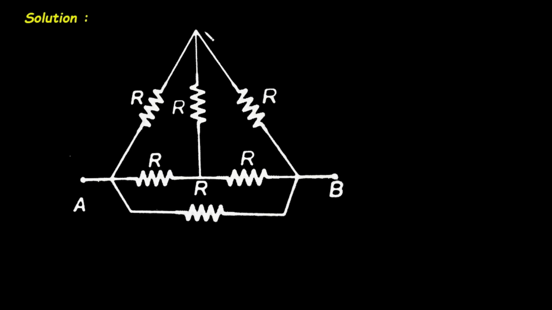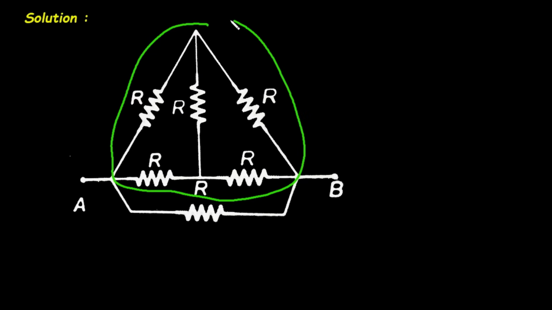from here to here, this forms basically a Wheatstone bridge. Here we can see this is basically a Wheatstone bridge. Now this is a balanced Wheatstone bridge. So in case of balanced Wheatstone bridge, what will happen? No current will flow through this resistance. That means we can remove this resistance.